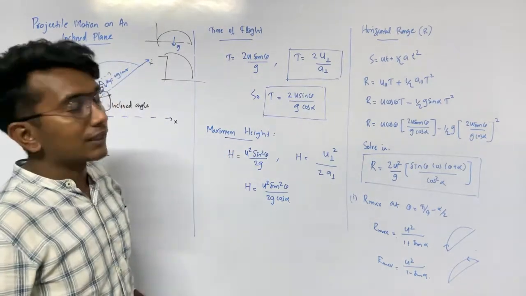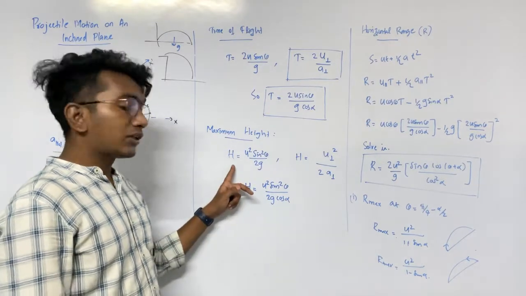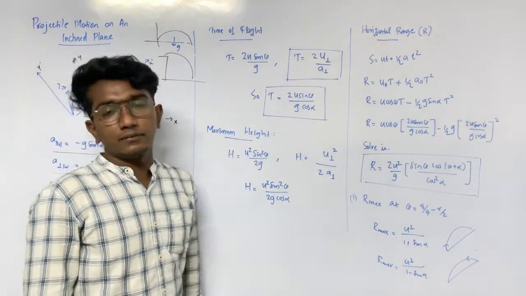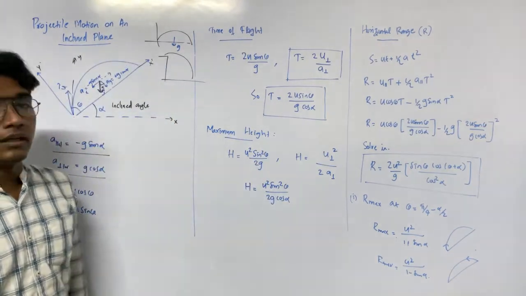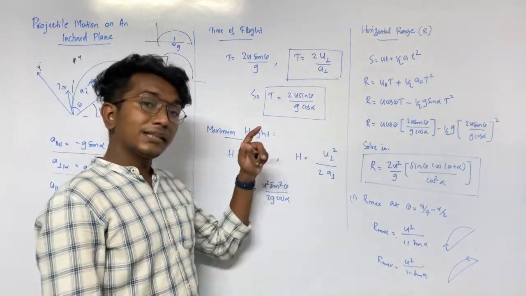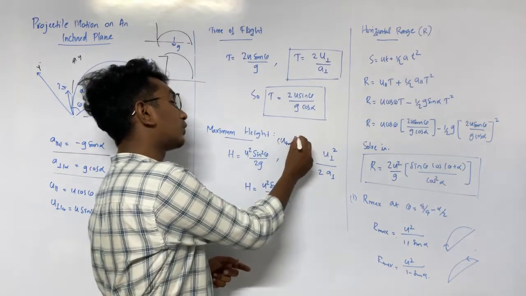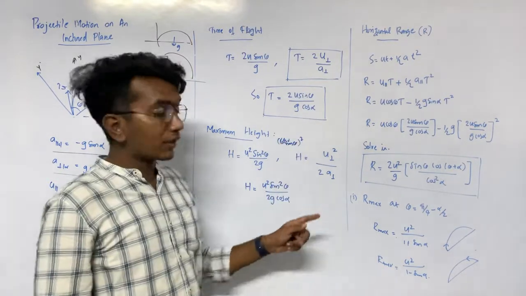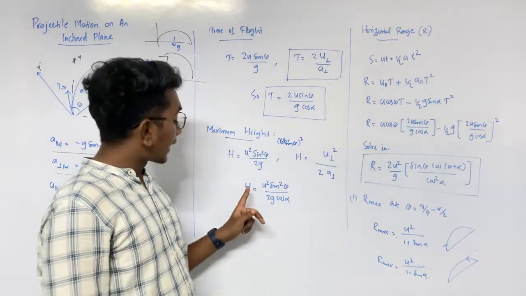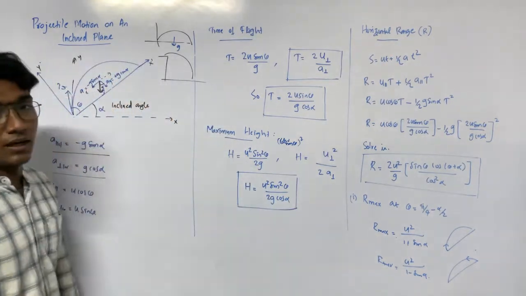Now similarly, maximum height. What is the maximum height equation of oblique projectile motion? H is equal to u square sine square theta divided by 2g. And how is that written in our terms? It is u perpendicular square, that is u sin theta the whole square, divided by 2 into a perpendicular. So then I can write H is equal to u square sine square theta divided by 2g cos alpha.